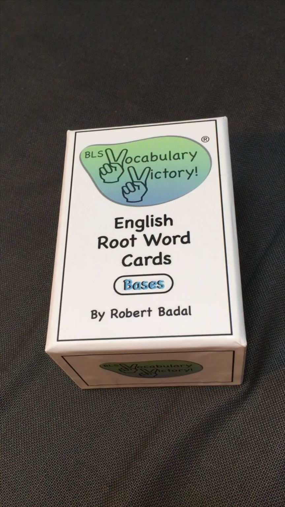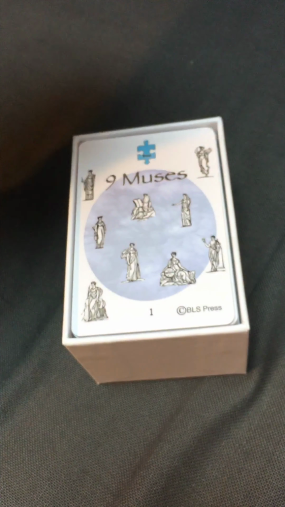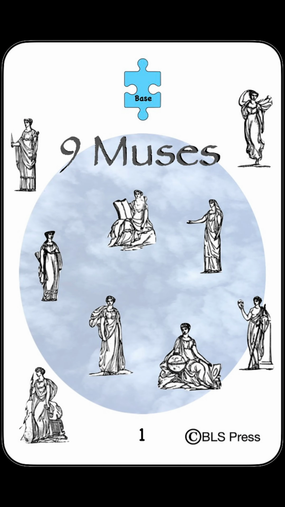Since the very first card is the Nine Muses, it is appropriate that it be the first instructional video about the words and the word family backgrounds of the cards. The Nine Muses also have one of the most interesting stories, so that also makes it a good place to begin. All 9 of the Muses are found on the card.